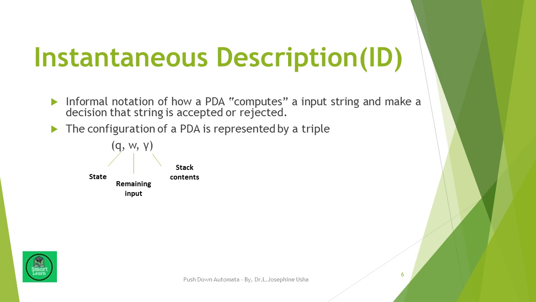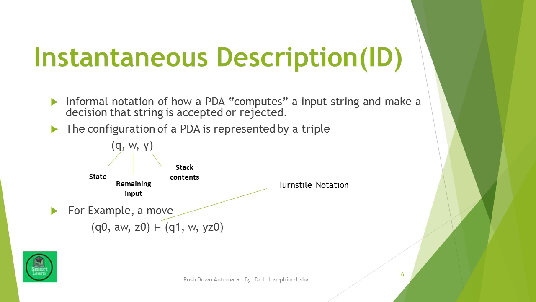It uses a triple format, so it has 3 entities: one is a state, next is the remaining input, and next is the stack content. For example, consider we have a transition like this: Q0, AW, Z0, where Q0 is the state, AW is the remaining input, and Z0 is the stack content.